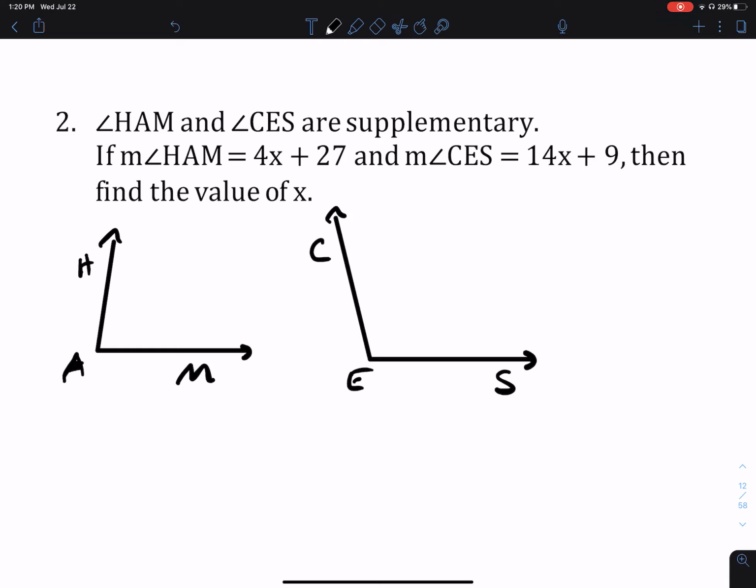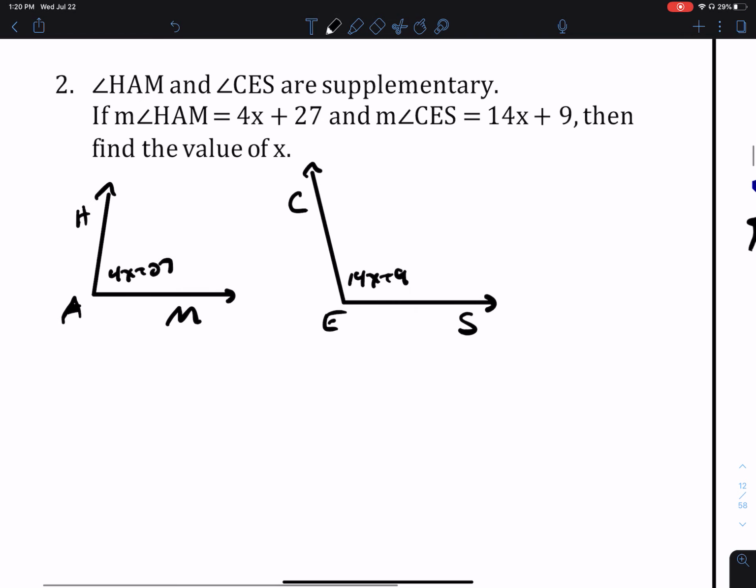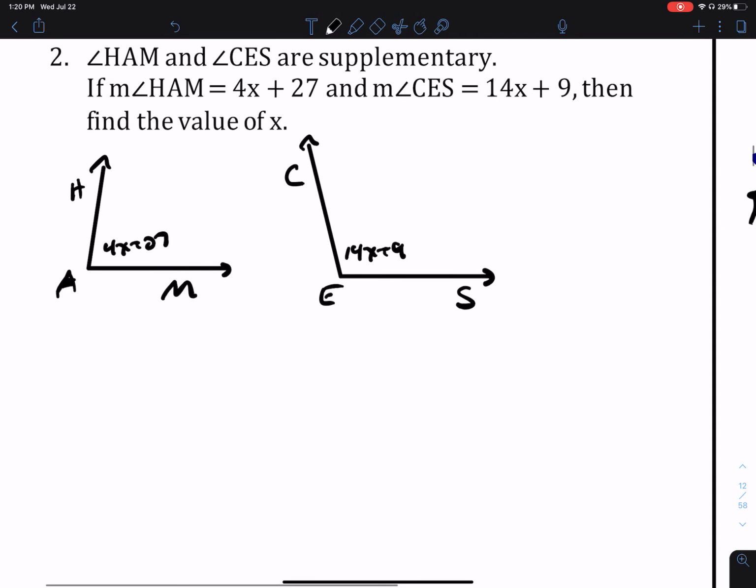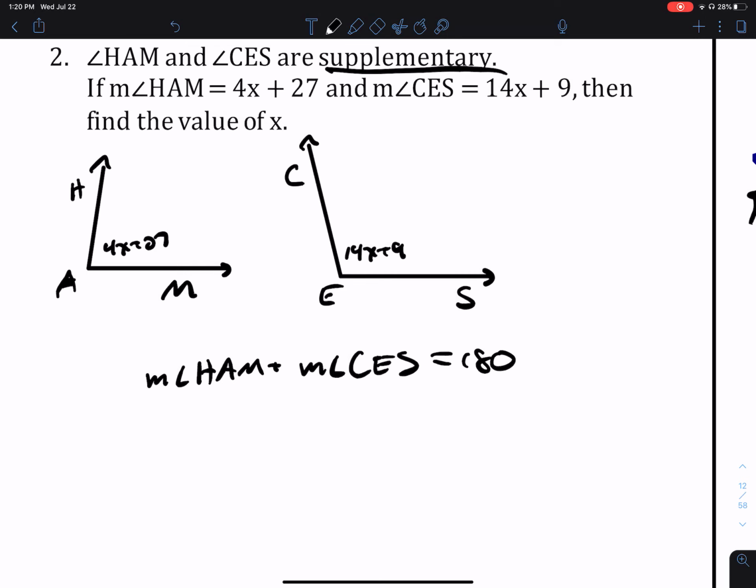Measure of angle HAM is 4x plus 27. Measure of angle CES is 14x plus 9. Find the value of x. Well, to make my equation, using letters, I can say the measure of angle HAM plus the measure of angle CES equals 180. I know that because it says they're supplementary.